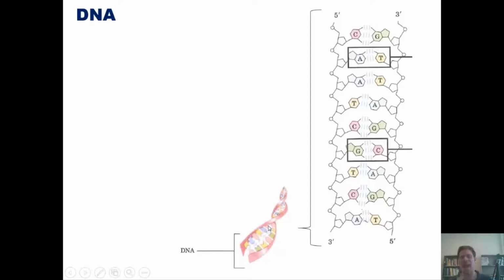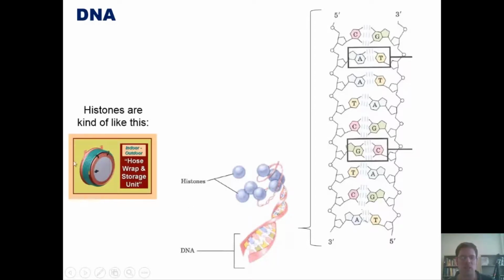Now it turns out that in order to package these ribbons of DNA into the nucleus of a cell, we have to wrap them around something called a histone. Histones here look like little spheres. Histones, if you think about it, are a little bit like the structure that we use to wrap our garden hose around in front of our house. If you've seen a garden hose get wrapped around something like a hose wrap storage unit, that is for a garden hose what a histone is for DNA.